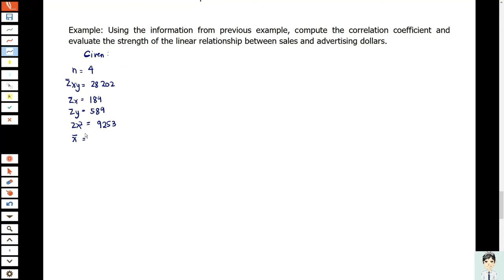And then we have the mean x. Kailangan pa ba yon sa formula? Hindi na, diba? Wala naman tayong mean x and mean y sa formula, hindi na to kasama. Ano pa ba? The summation ng y squared is equal to 87,165.